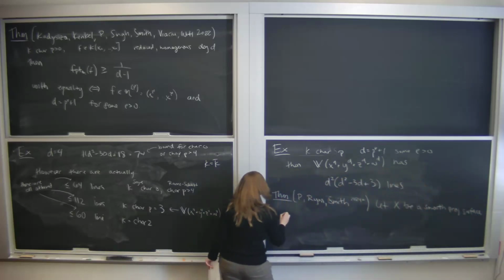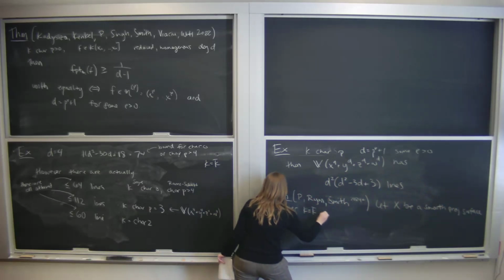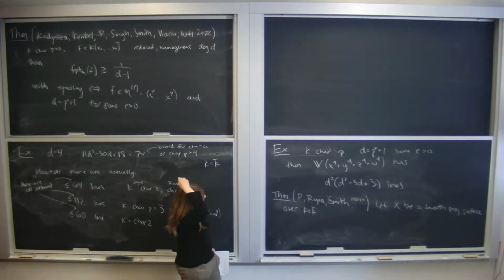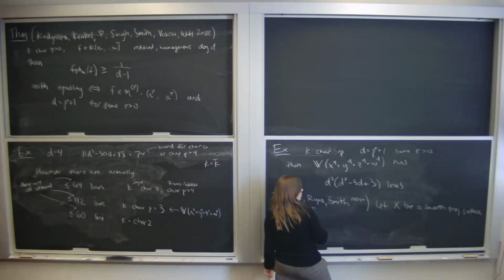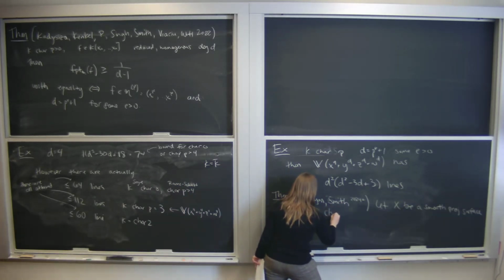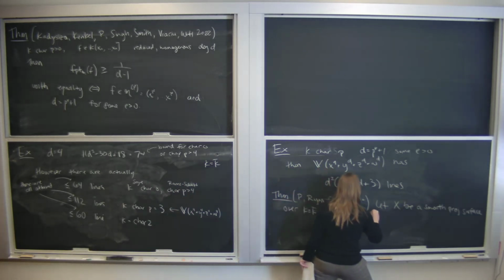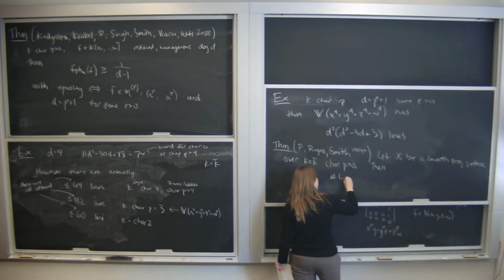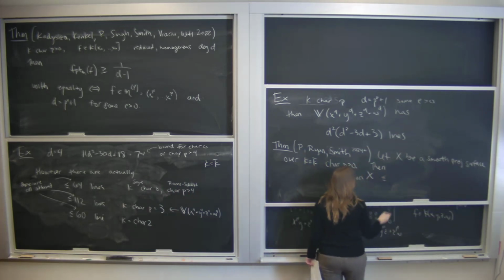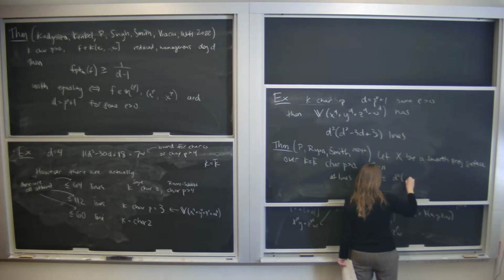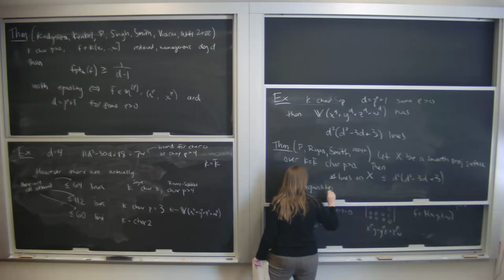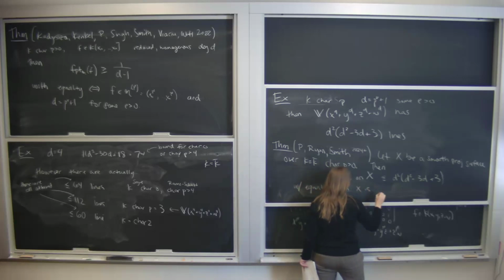So let X be a smooth projective surface over. I'm going to tell you why I need algebraic closure. There's two parts to the theorem. The upper bound will hold regardless of algebraic closure. So let X be a smooth projective surface over an algebraically closed field of characteristic p. Then the number of lines on X is less than or equal to this number, with equality if and only if X is a smooth extremal surface.